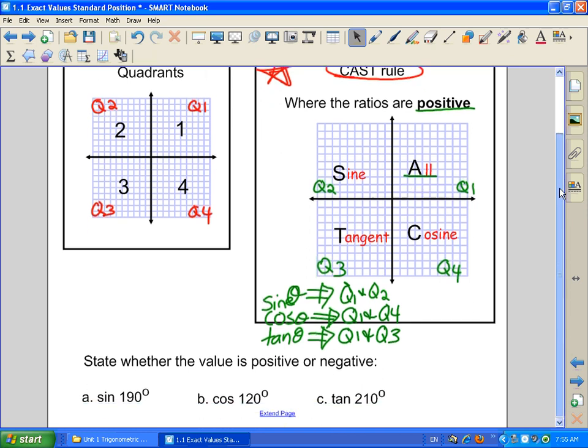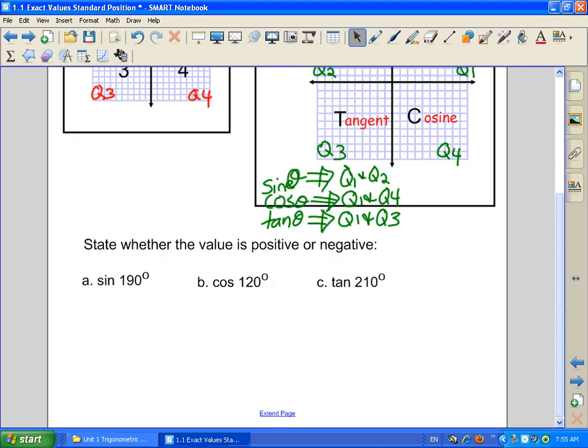All right, let's do an example here to help you clarify that. If you're on a test, folks, as soon as you get a test paper, just simply write out the CAST rule. You may have to do that several times with a question. All right, here we go. Let's take a look, folks.